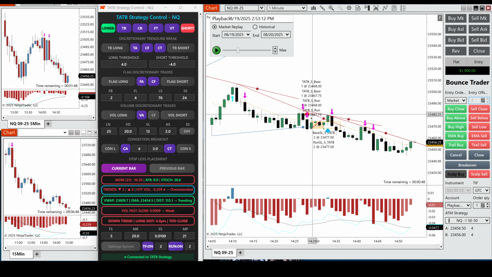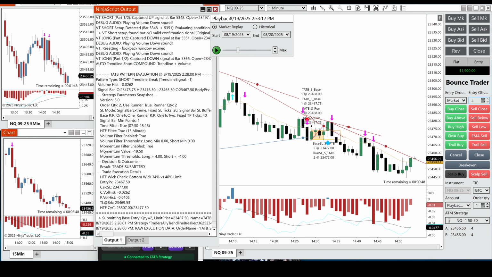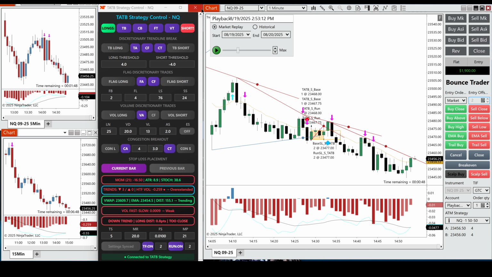Why? Because the signal is valid. We have a trend line break, and it's a compound signal. That's what it says: short trend line break. So if you had been here and just raised your stop loss, it would have worked out pretty well. But let's continue. It's probably done for here.